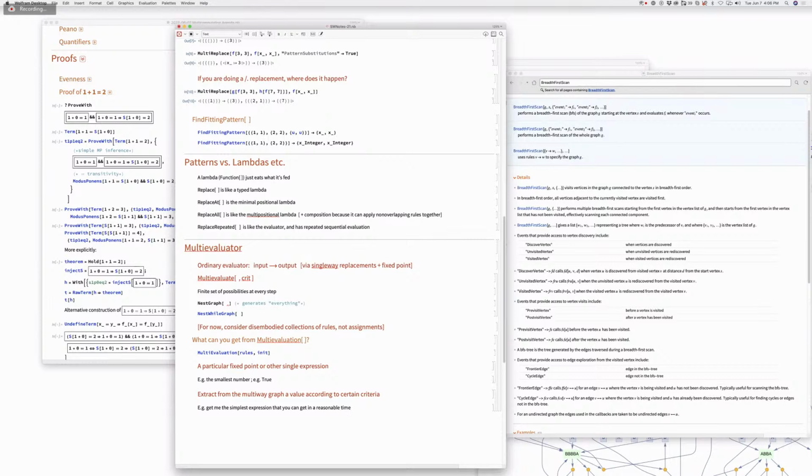Does that make sense? In other words, there may be many, many expressions that you get out: 10,000, 100,000, 1,000,000 expressions. And after a certain number of steps, you want the smallest one, for example. Or another question we could ask is, does a particular value ever occur in the multi-way graph?